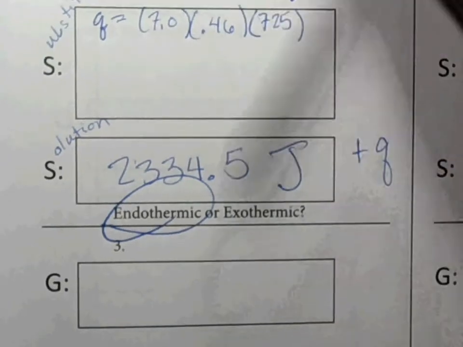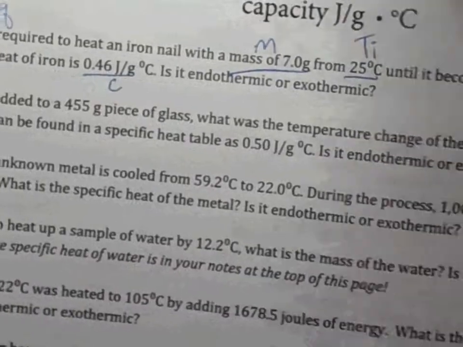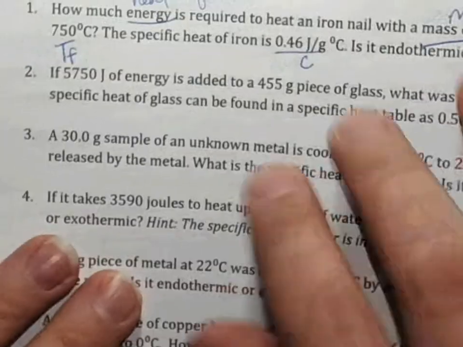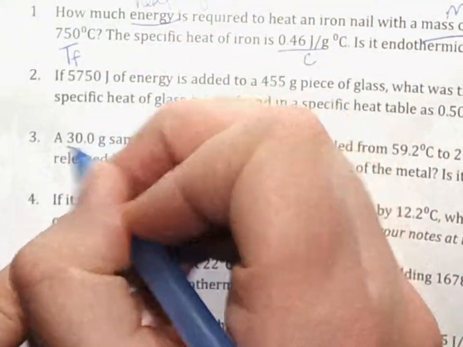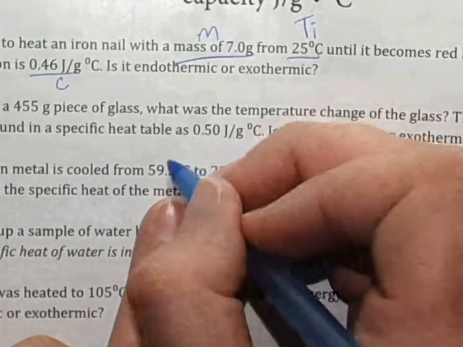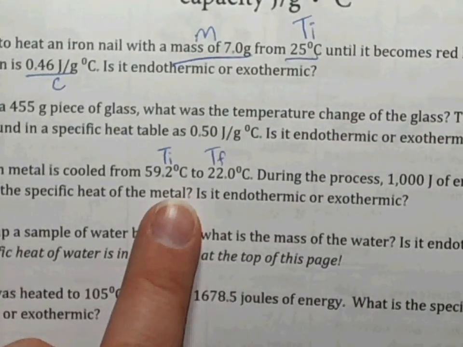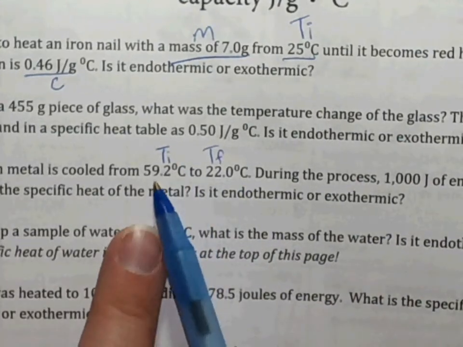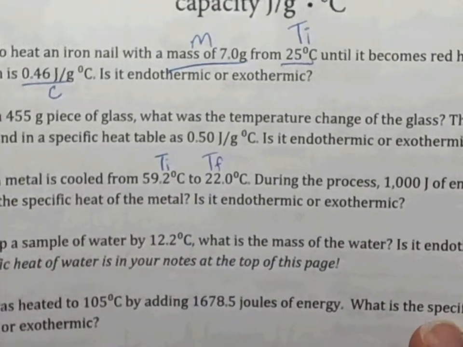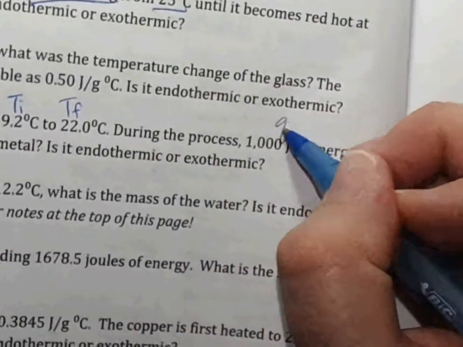Let's look at number 3. I'll skip number 2 for now. Let's look at number 3. Number 3 says a 30-gram sample of an unknown metal. So this 30 grams, that's our mass, is cooled from 59.2 to 22.5. So this is our initial, and this is our final. Because it starts at 59.2, then it was cooled to 22 degrees Celsius. It says during the process, 1,000 joules of energy, so this is Q, is released by the metal.